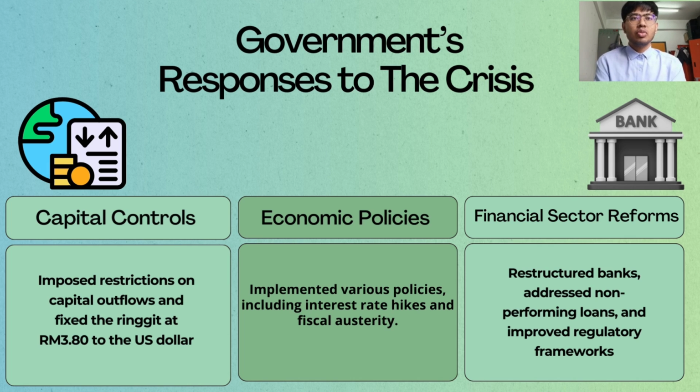These measures were controversial but ultimately helped stabilize the economy and restore growth. In conclusion, the Asian financial crisis had a profound impact on Malaysia, leading to significant economic challenges but also driving important reform. The government response, particularly the use of capital control, played a crucial role in stabilizing the economy and setting the stage for recovery.